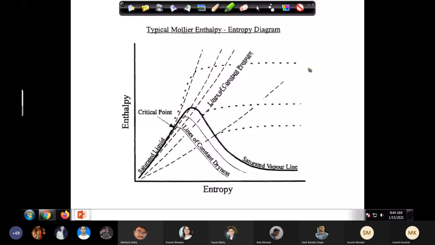This is highlighter. Right. So this is the HS diagram, and this was created by the scientist Mollier. That's why it is also known as the Mollier diagram, the enthalpy entropy diagram. This black bold solid line, which I am making in a different color, is our phase boundary.